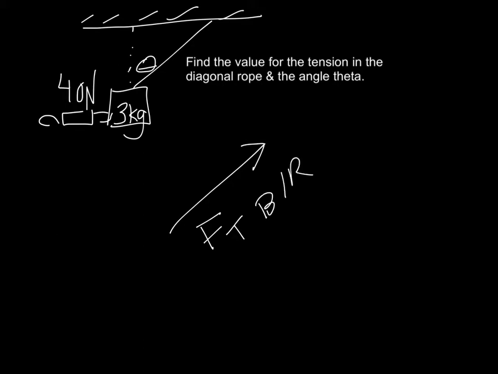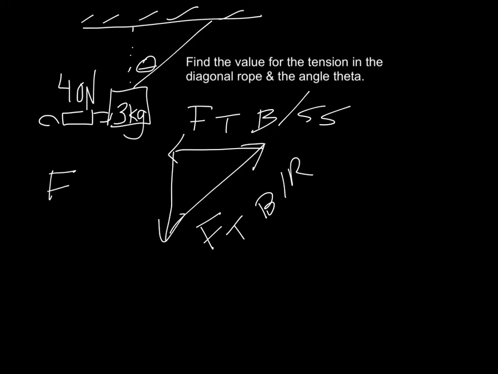the rope, and then this way would be the force tension on the box from the spring scale. And then straight down would be the gravitational force on the box from the earth. And then this would be the angle theta.